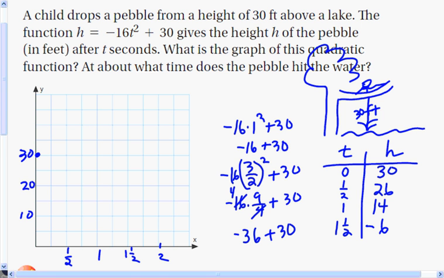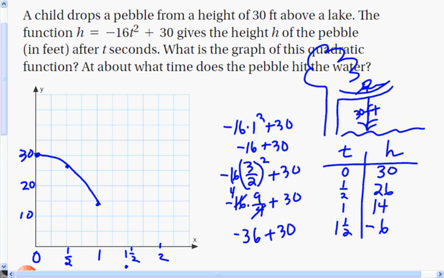At 0 seconds, I'm at 30. At a 1/2 second, I'm at 26. At 1 second, I'm at 14. And at 1.5 seconds, I'm actually at negative 6. So that's going to be somewhere down here. But my line is going to go down.